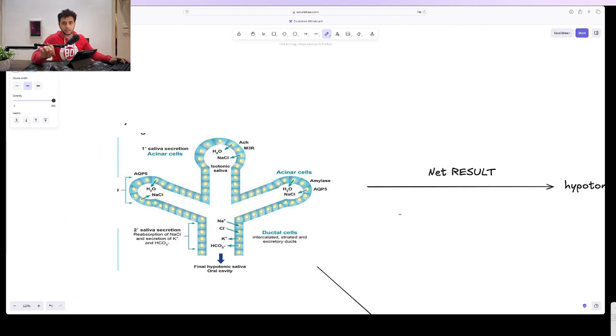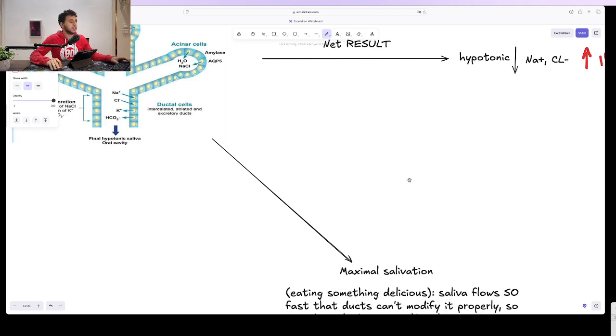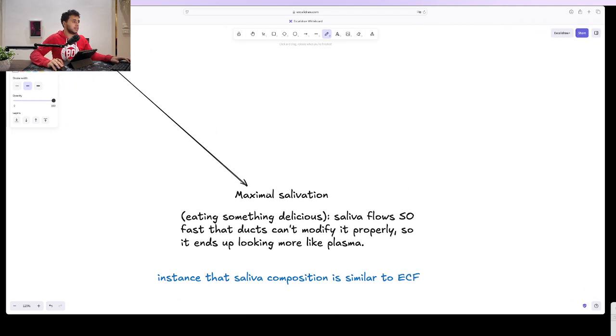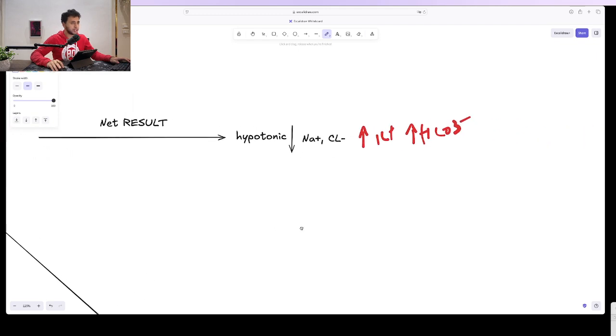Okay, but there's a catch. There is an instance, and this is the only instance, where the saliva that reaches our oral cavity has the same ionic composition as the plasma or the extracellular fluid, and it's called maximum salivation. When we eat something very delicious, our saliva flows so fast that the ducts don't have the time to reabsorb the sodium or to secrete potassium and bicarbonate. So this is the only instance, and it doesn't happen that much.